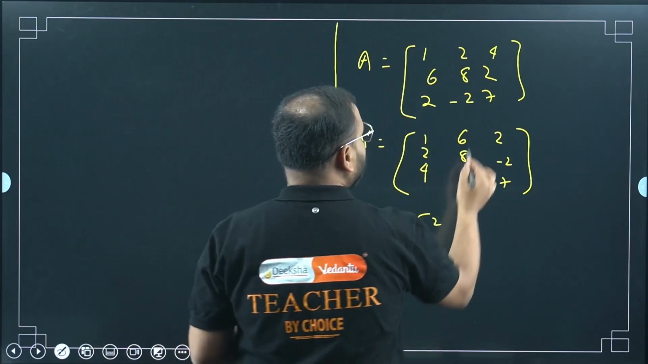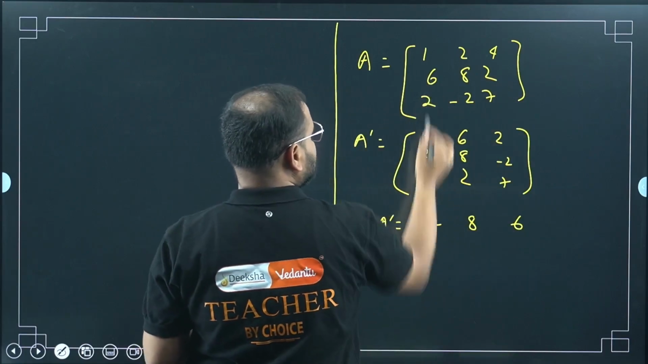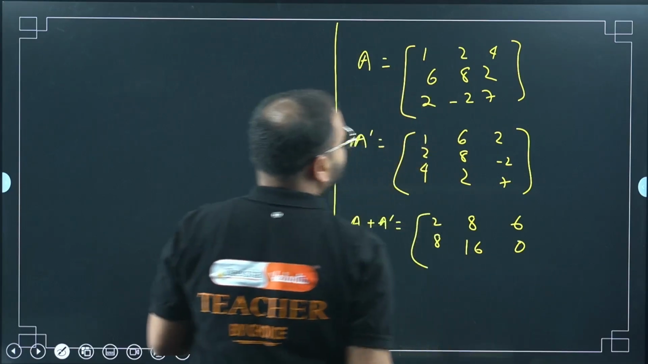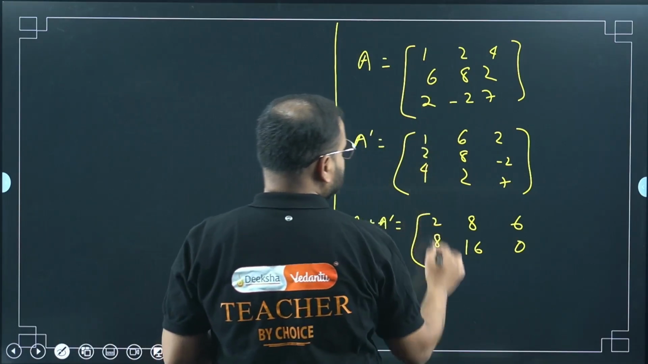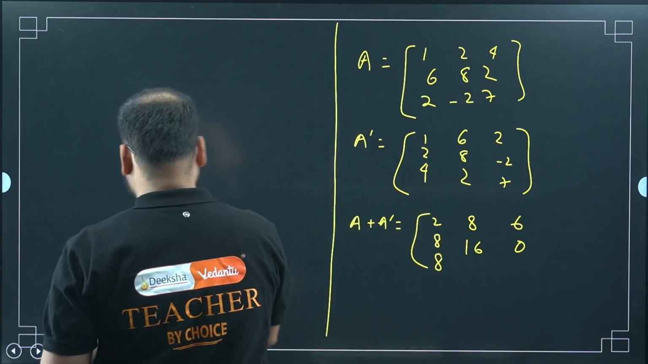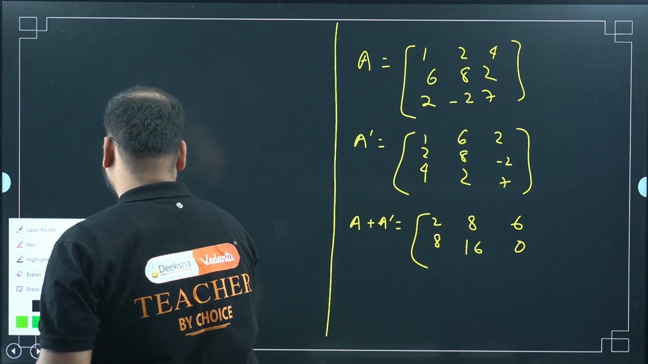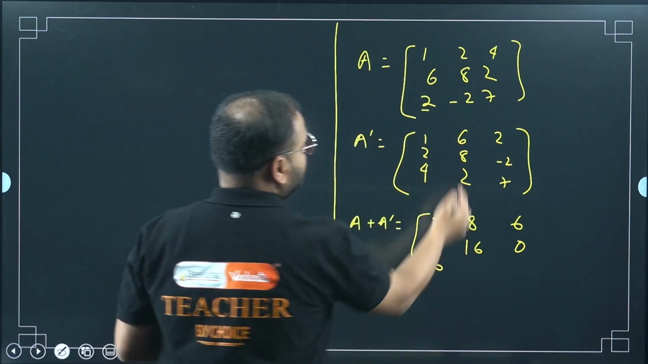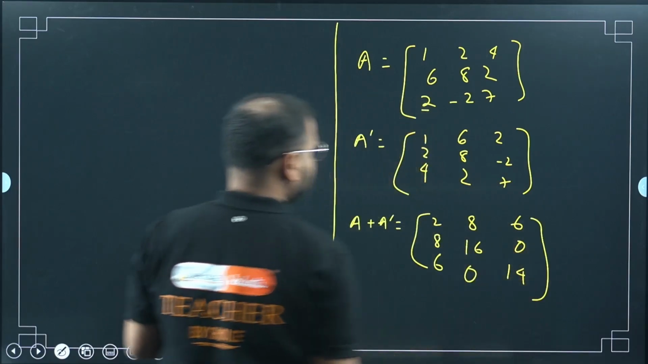What are you going to get? 1 plus 1 will be 2. 6 plus 2 will be 8. 2 plus 4 will be 6. 2 plus 6 will be 8. Then 16. This is 0. 2 and minus 2 is 0, correct? Yes. What about this? 4 plus 2 is 6. What about this? 2 minus 2 is going to be 0. 7 plus 7 is 14. Is it it? No, sir.